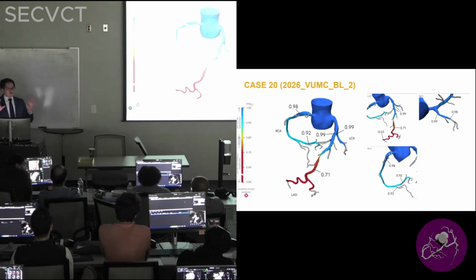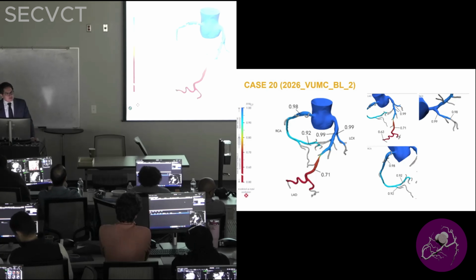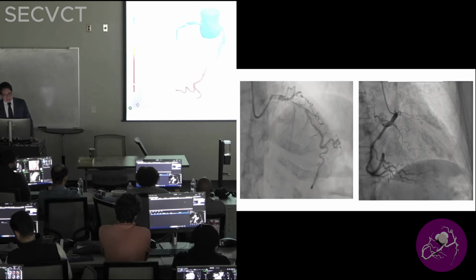So this nuance on the FFR is important for you guys to have. If it's clear, like a CTO, you're not going to send it just for the CTO. But if the patient has other moderate lesions that you are uncertain whether they are hemodynamically significant or not, you may benefit from having the FFR, okay? So that's a big take-home point here.